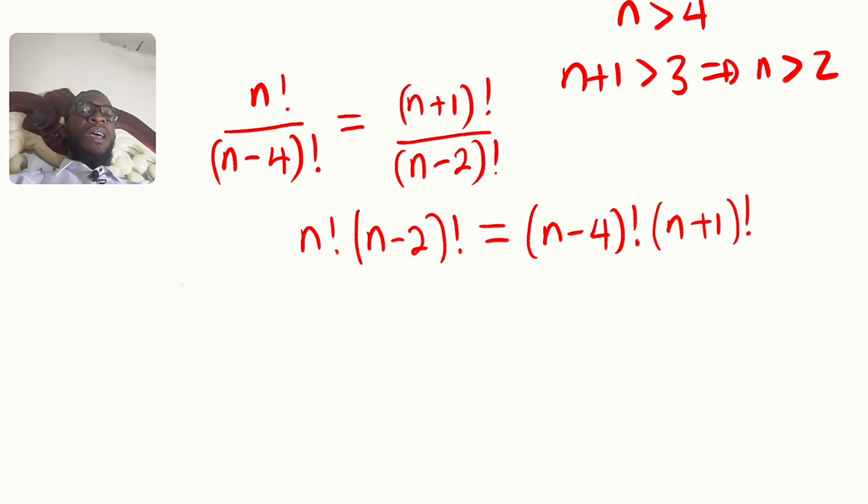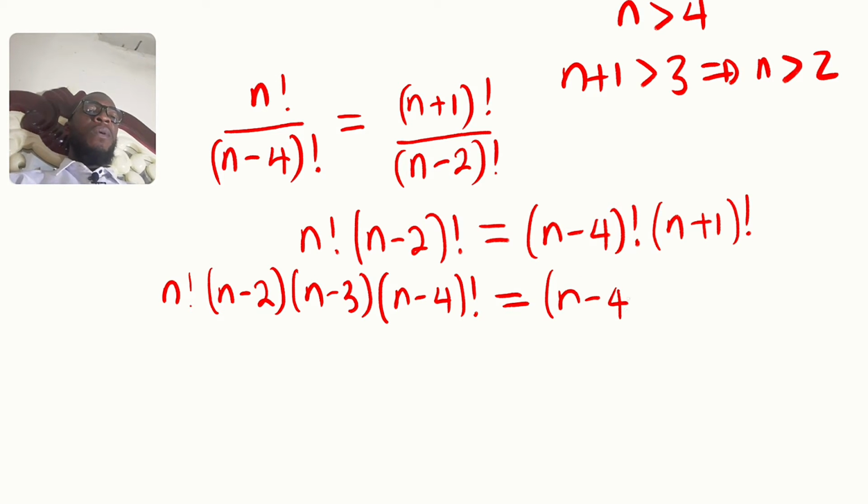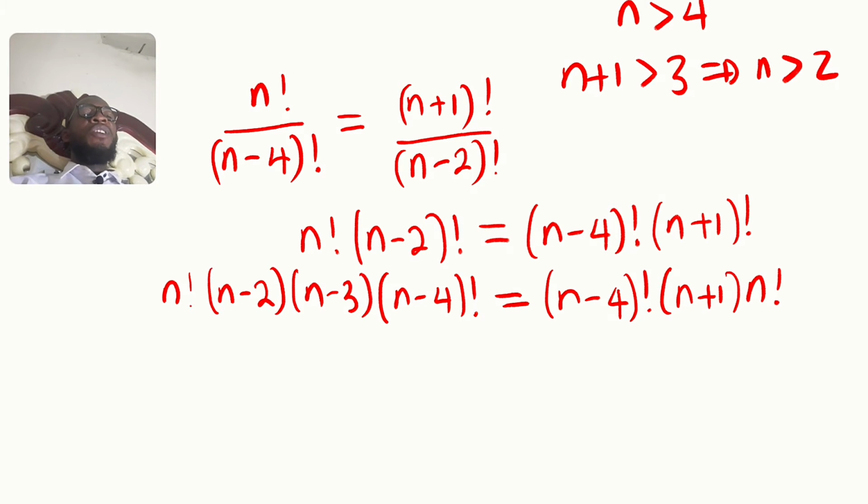So to the left hand side, I still have n factorial, and I want to expand n minus 2 factorial, which is the same thing as n minus 2 multiplied by n minus 3 if you subtract 1, multiplied by also n minus 4 if you further subtract 1. We have factorial. I'm going to stop here because I have n minus 4 factorial to the right. So this is equal to n minus 4 factorial. Then I have to also expand this. I have n plus 1 multiplied by n factorial if you subtract 1.